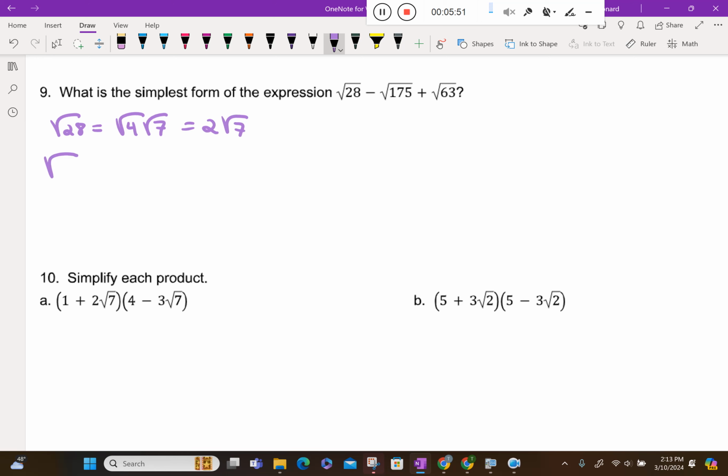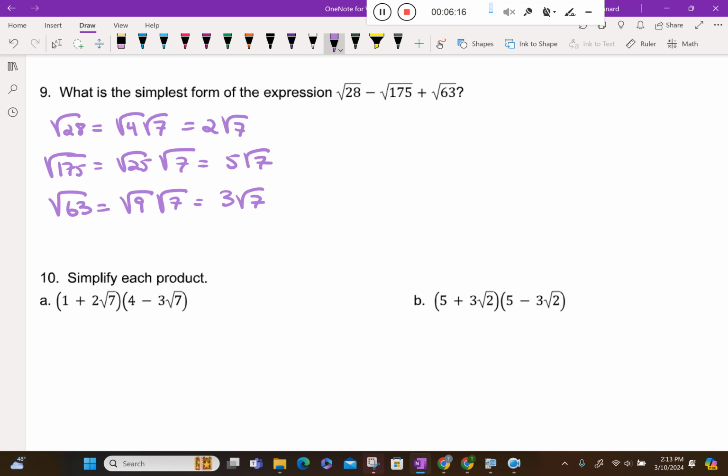When we look at the square root of 175, well, that's the square root of 25 times the square root of 7, or 5 root 7. This is looking promising because both of those radical expressions include a root 7. So we look at the square root of 63. Well, that's divisible by 9. In fact, 9 times 7. So this is 3 root 7.